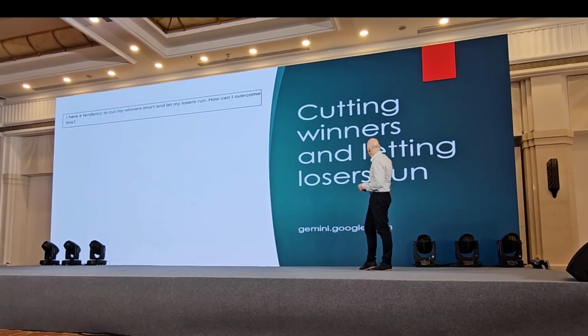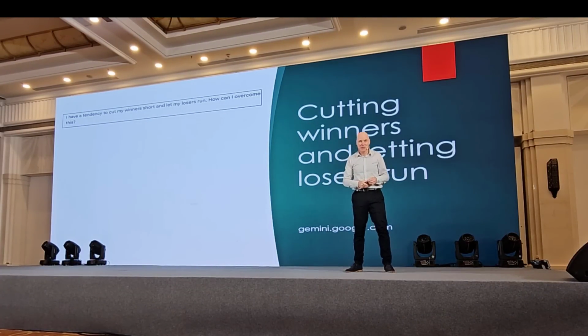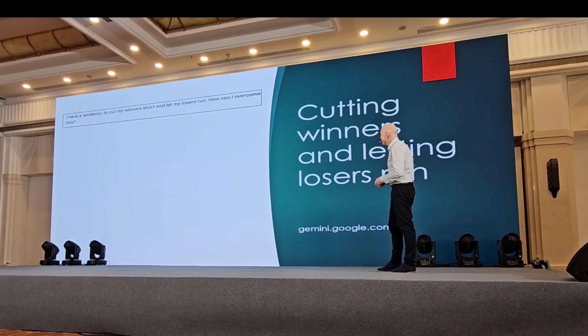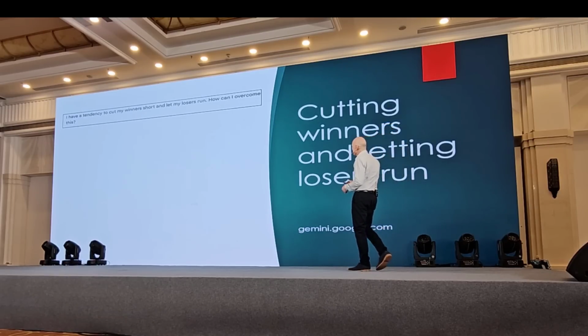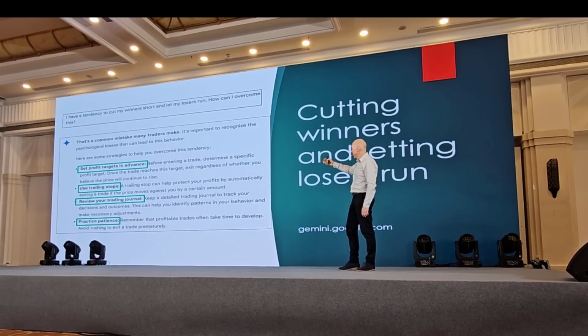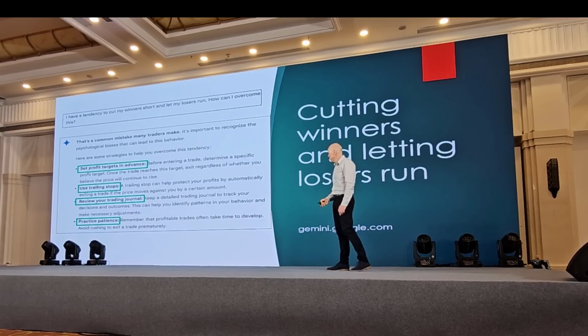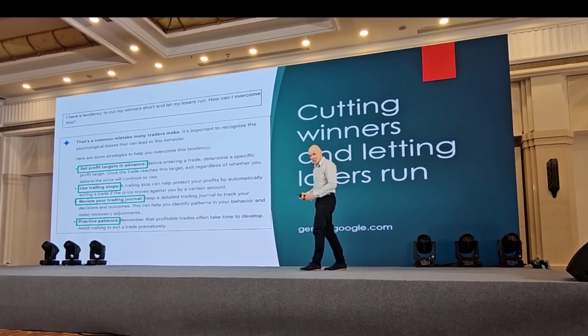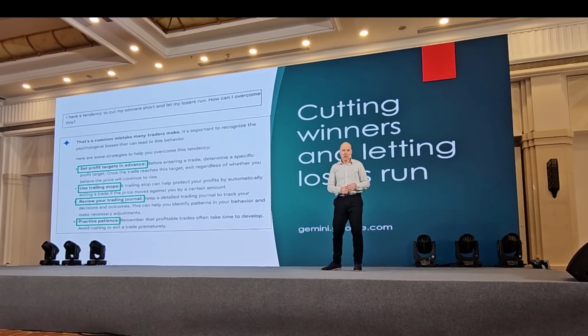So, cutting my winners short and letting my losers run, I'm sure we've all been there. So I have a tendency to cut my winners short and let my losers run. How can I overcome this? And it will give us some quite clear advice straight out of the box, using profit targets, trailing stops, keeping a trading journal, practicing patience, and so on.